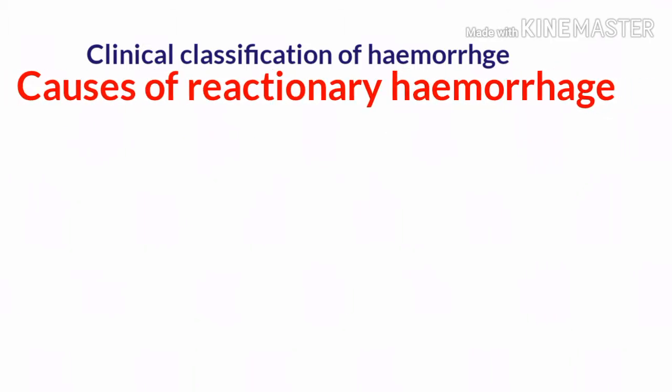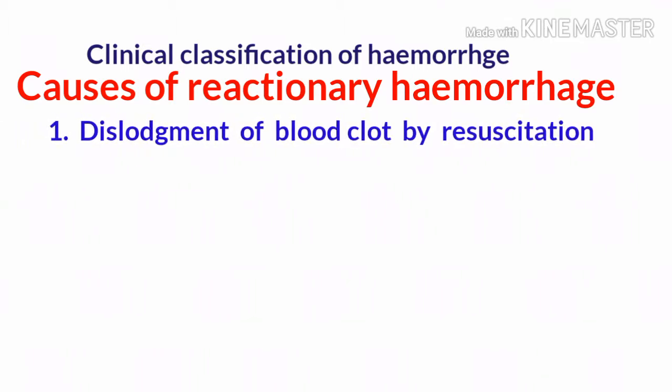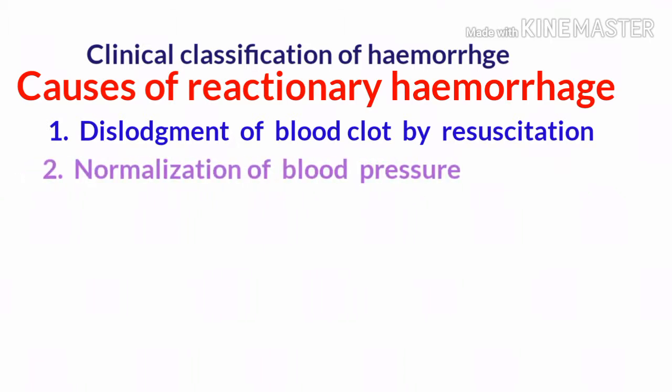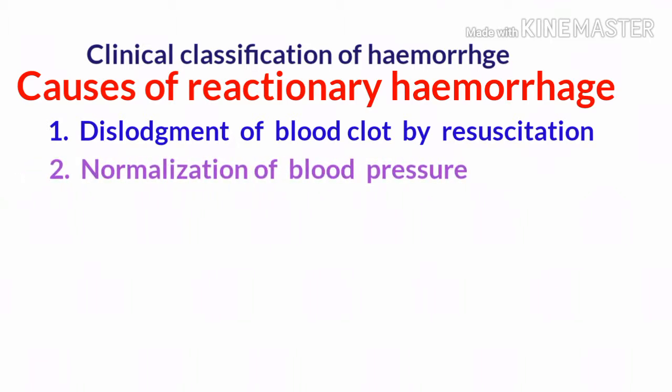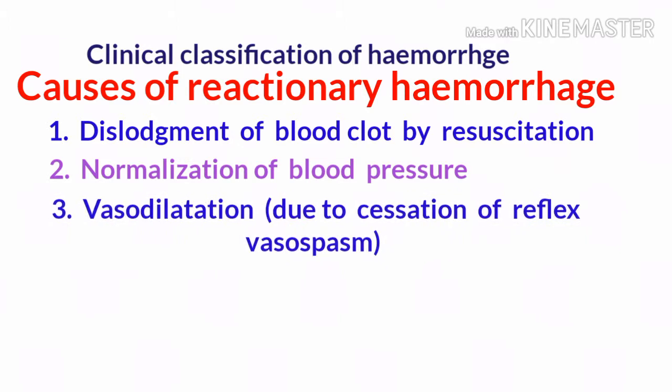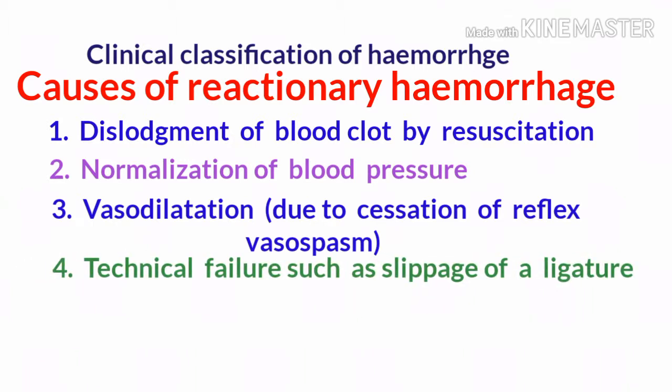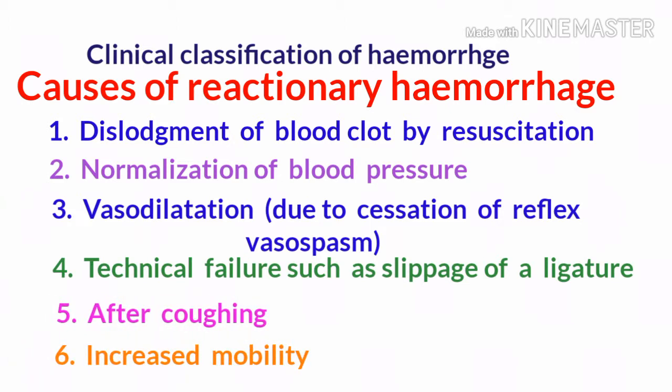Causes of reactionary hemorrhage. Reactionary hemorrhage may occur due to 1. Dislodgment of blood clot by resuscitation. 2. Normalization of blood pressure. 3. Vasodilatation, due to cessation of reflex vasospasm. 4. Technical failure such as slippage of a ligature. 5. After coughing. 6. Increased mobility.